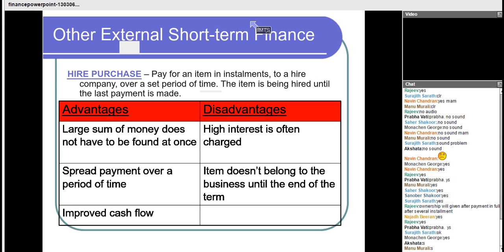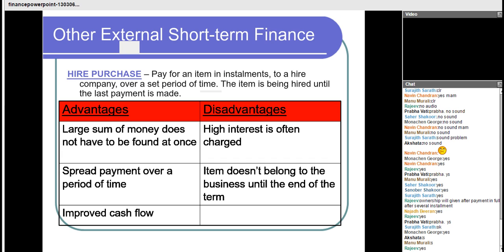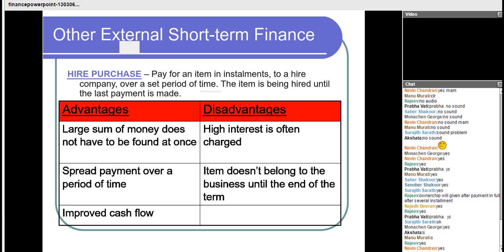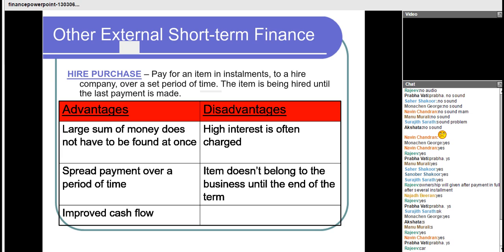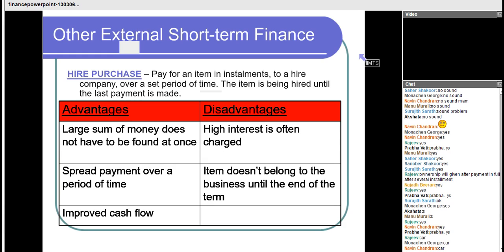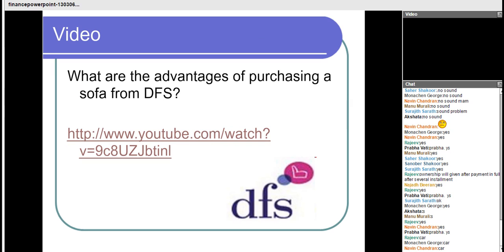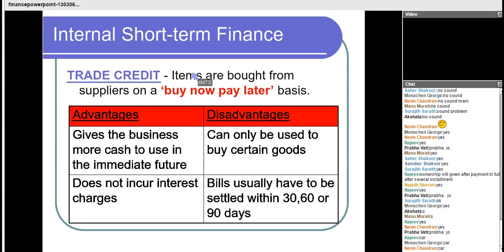Have you purchased anything on a hire purchase contract? Anybody? Maybe a car, a bike, or a home, anything, a property. Rajiv has purchased a car. Okay, Monachin car, Naveen car. This is the reason why the number of cars on the road has increased so much.